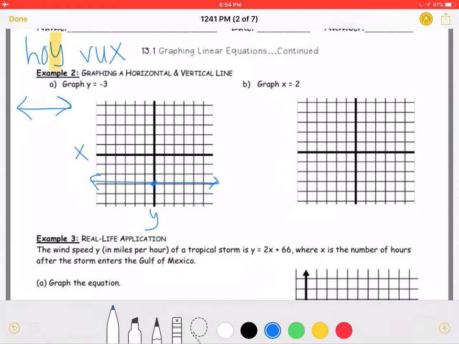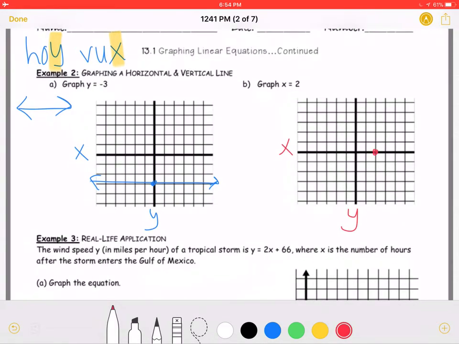Now for B, we have graph x equals 2. So since it's an x equals, we're looking at BUCS, and we know that it's going to be a vertical line. Now this time, since it's x equals 2, you're going to go on your x-axis this time to 2 and plot your point.